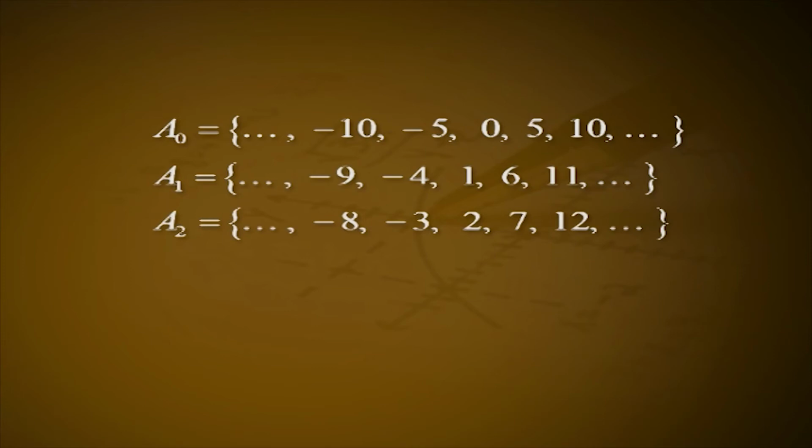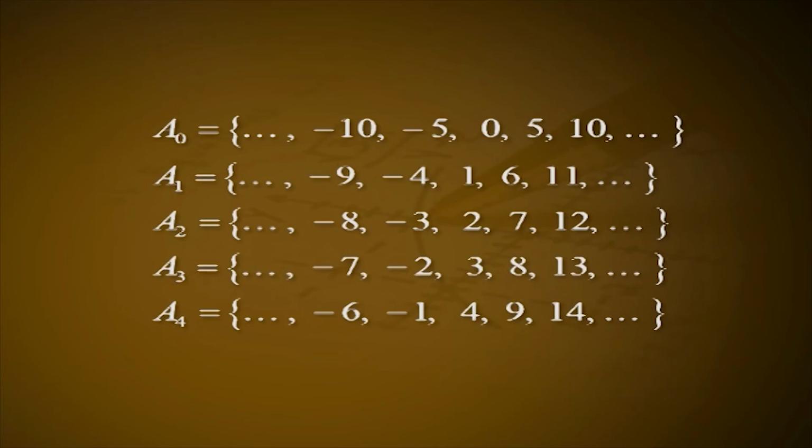There are exactly 5 equivalence classes in the quotient set Z over R5 as follows: A0, the set consisting of etc., minus 10, minus 5, 0, 5, 10, etc. A1, the set consisting of etc., minus 9, minus 4, 1, 6, 11, etc. A2, the set consisting of etc., minus 8, minus 3, 2, 7, 12, etc. A3 is the set etc., minus 7, minus 2, 3, 8, 13, etc. A4 is the set etc., minus 6, minus 1, 4, 9, 14, etc.